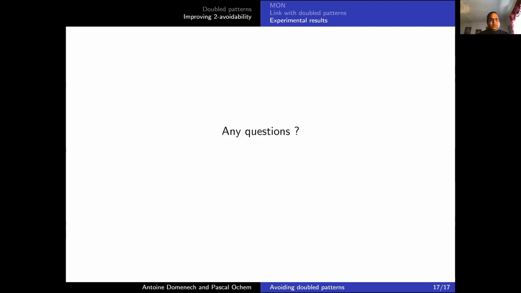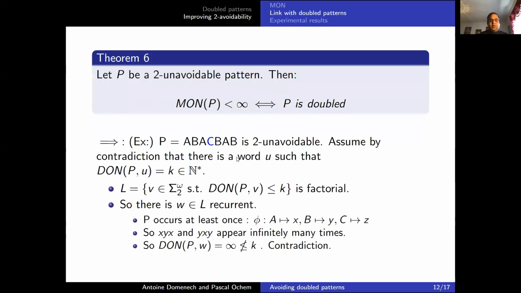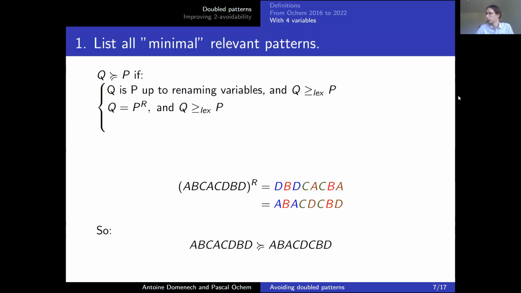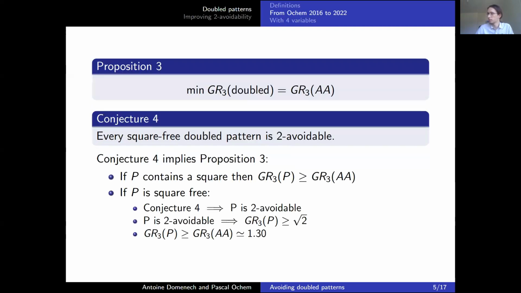You mentioned one result quite early about doubled patterns. If a doubled pattern is 2-avoidable, it has growth rate at least square root 2. Where does that result come from?